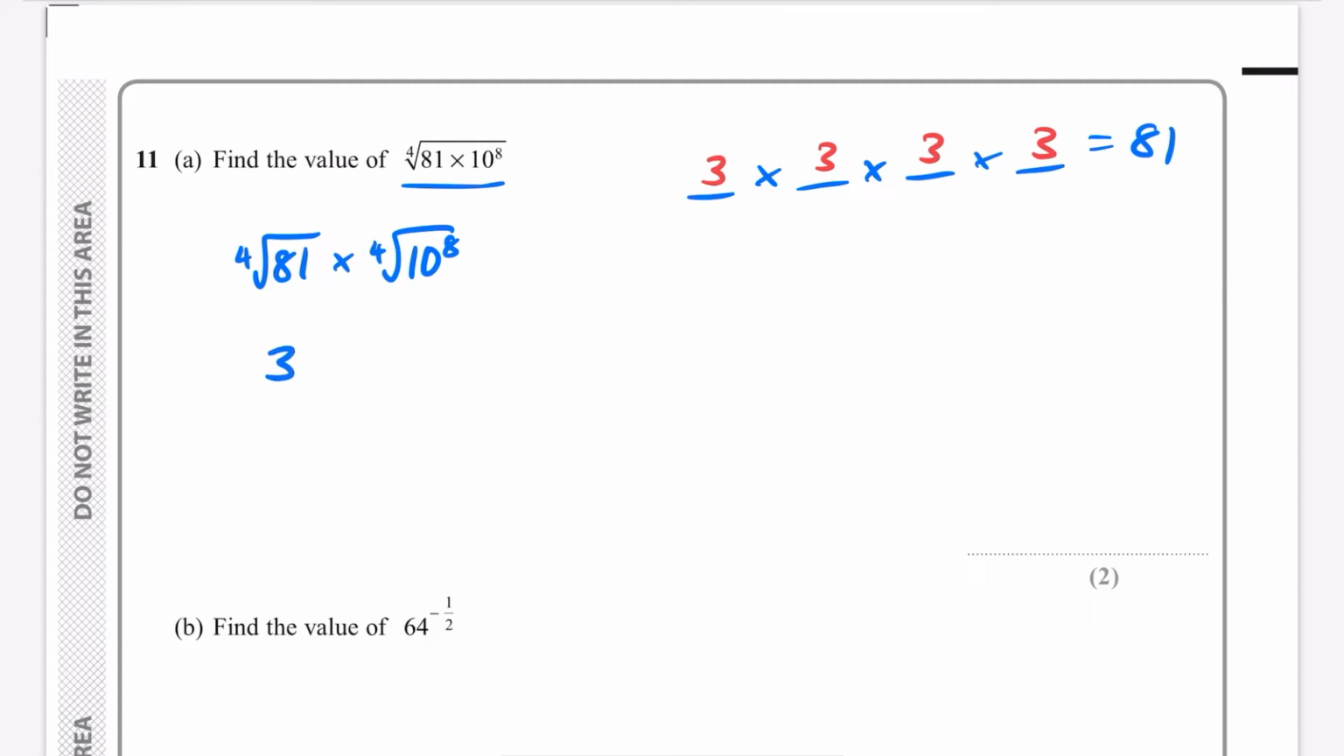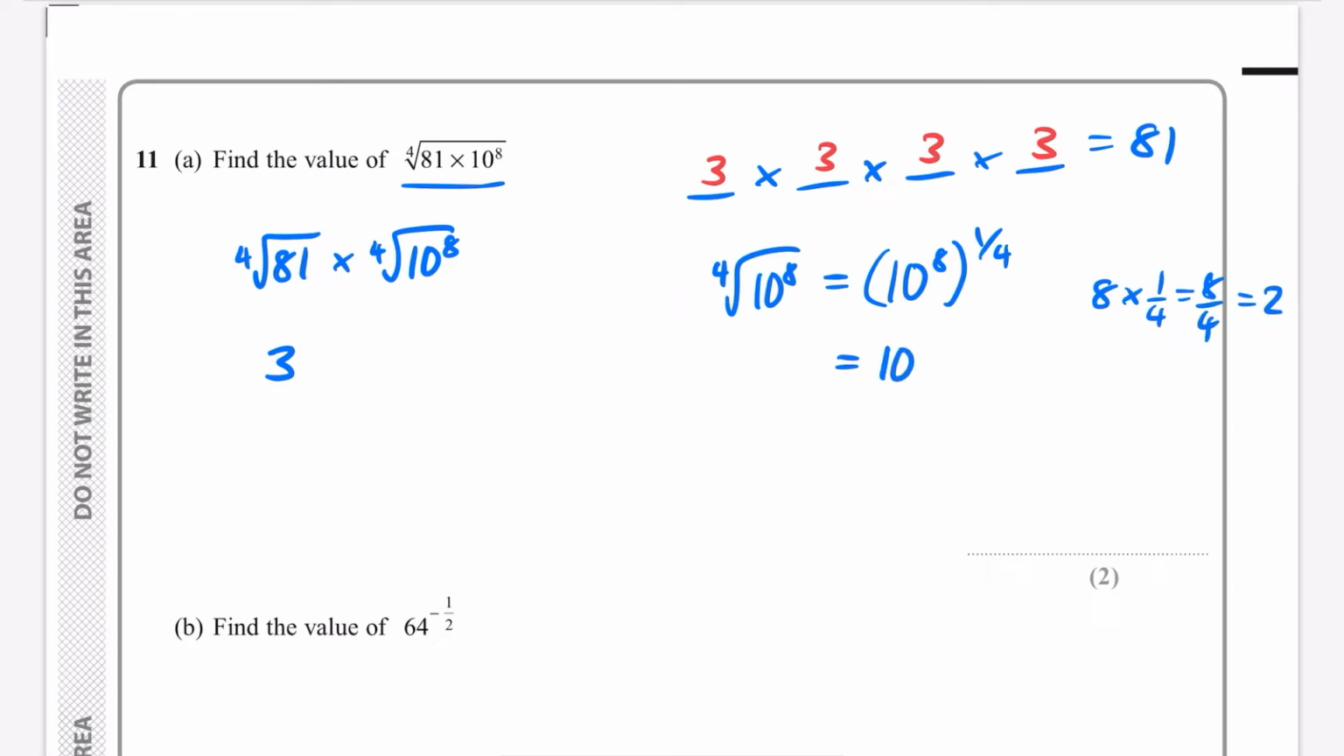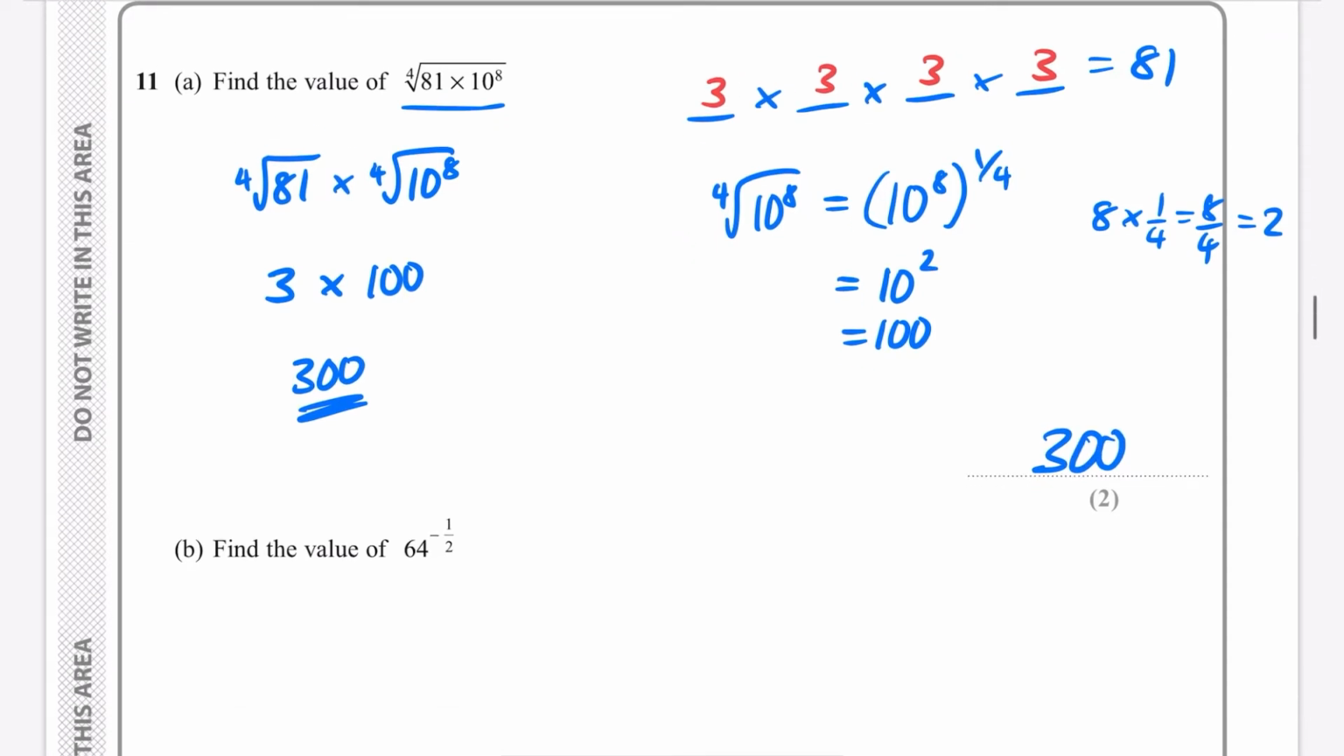Now this one is where I probably would think about doing indices, that the fourth root of 10 to the power of 8, that's actually 10 to the power of 8 to the power of 1/4. If something is to the power of 1/4, it means the fourth root. And when you have indices like this, you can multiply these two things together. When you have brackets, you can multiply those powers. And 8 times by 1/4, that's 8 over 4, which is just 2. So that is just 10 to the power of 2, which is 100. So we have 3 multiplied by 100, which is just 300. So the answer to that first question is 300.